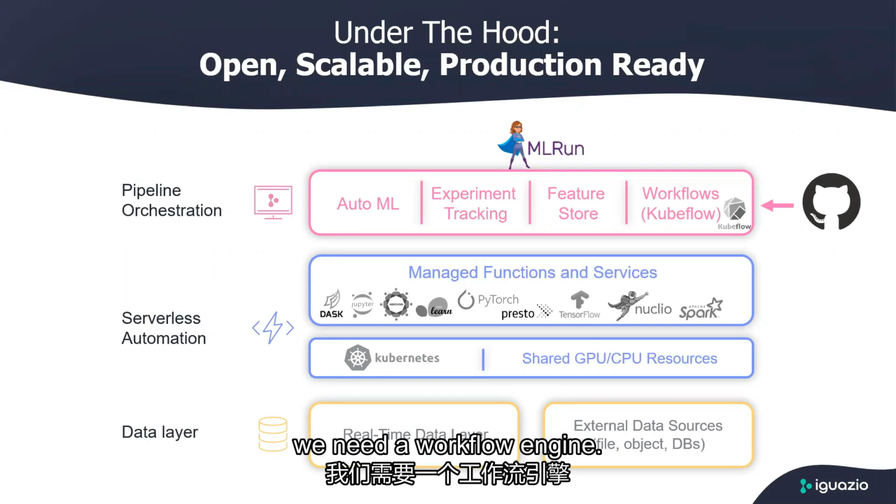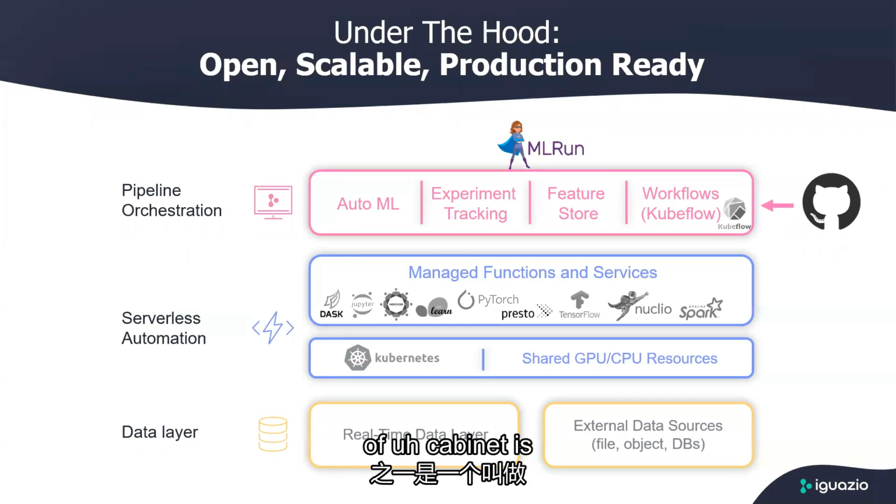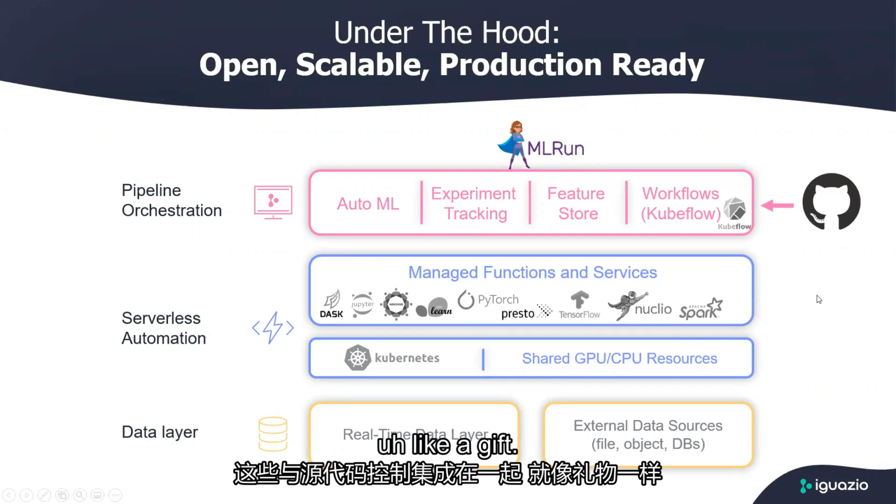And finally, we need a workflow engine. One of the best workflow engines on top of Kubernetes is something called Argo, and that has a flavor that's suited for machine learning and data science, which is called Kubeflow or Kubeflow Pipelines. And obviously, we want to integrate all of that with source control like Git.